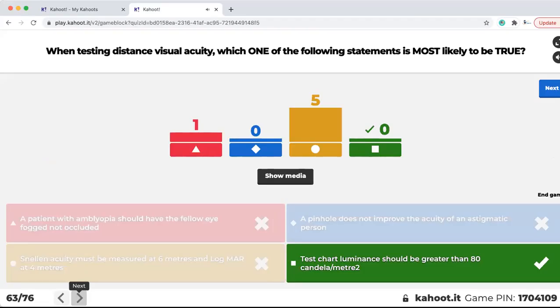Okay, so would you please tell me, for those who are saying it is C, why do you think C is the right answer? Why is the Snellen acuity measured at 6 meters and the logMAR at 4 meters?